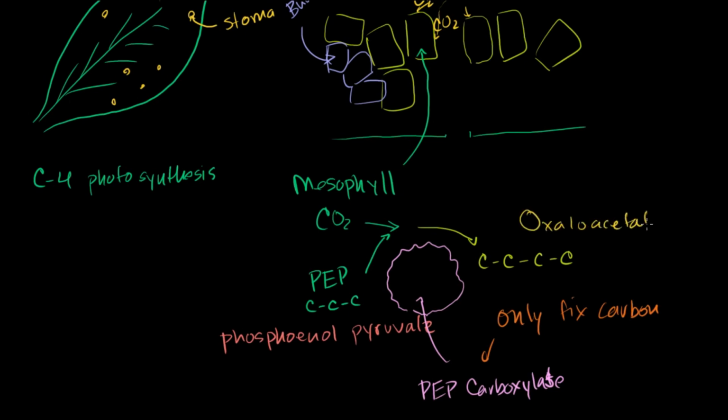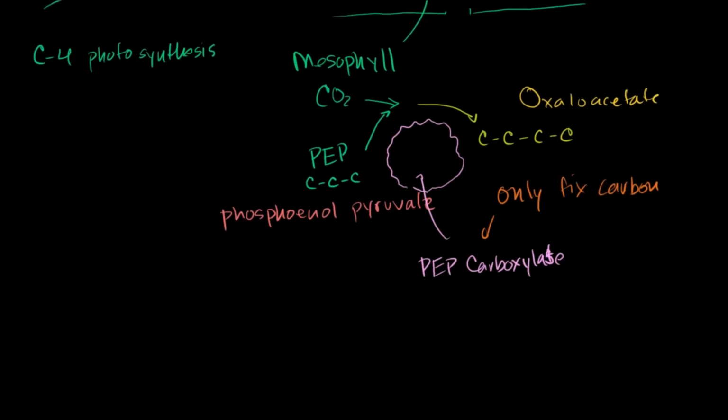Oxaloacetate. And you might remember this from the Krebs cycle. This was the first reactive species in our Krebs cycle. So all of these molecules keep showing up in our chemical pathways, and that's interesting if you find that type of thing interesting. But the important thing is that they form oxaloacetate.